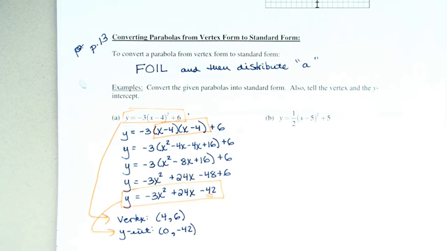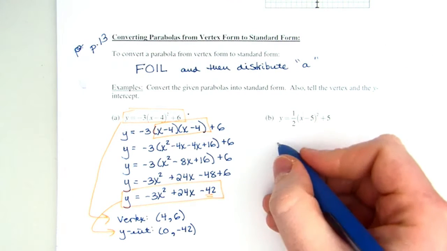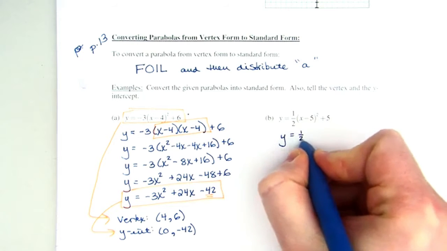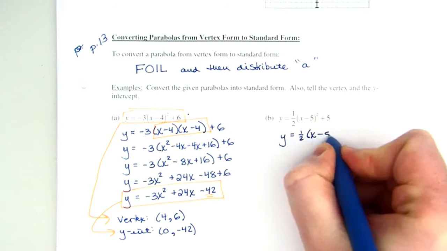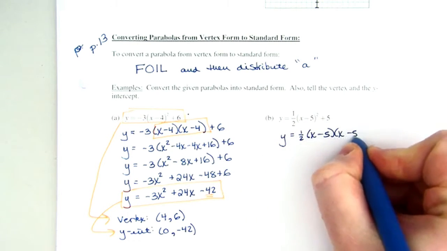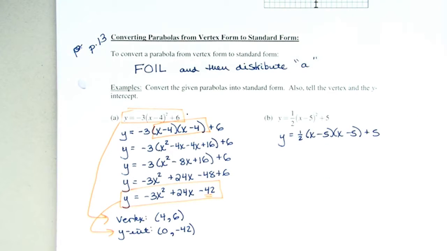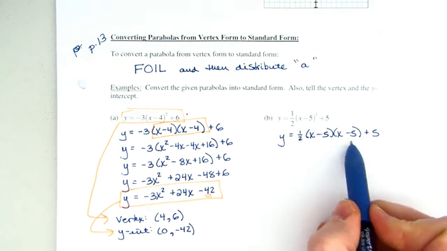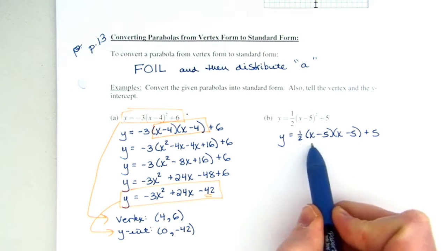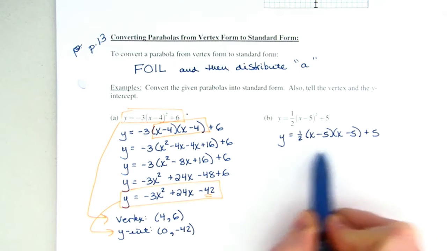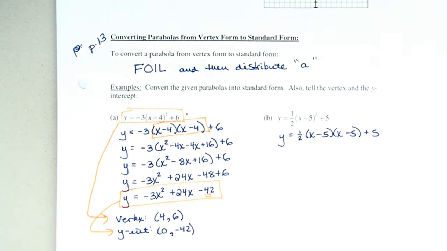Let's take a look at letter B. Yeah, we've got a fraction. We'll be okay. We're going to get y equals 1/2 times (x minus 5) times (x minus 5) plus 5. Oh, you know what? Even though there's a fraction, I think you can handle this. Do your FOILing, distribute your 1/2, and leave things in terms of fractions rather than decimals. And see what you can do with letter B.